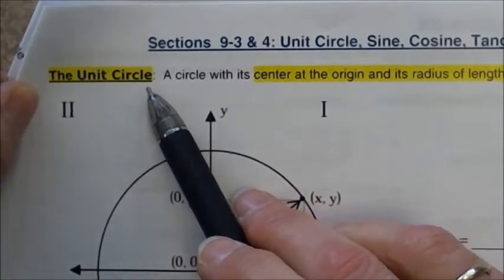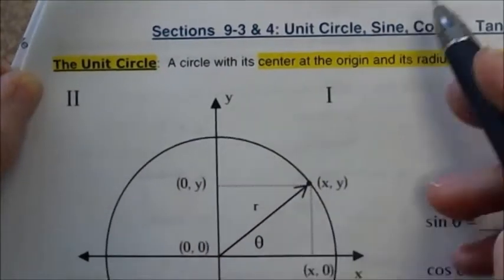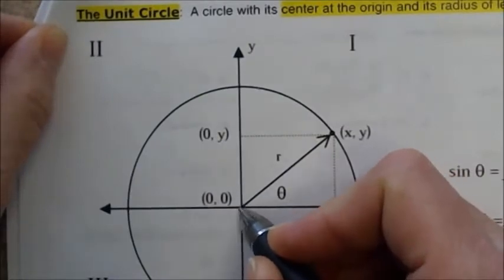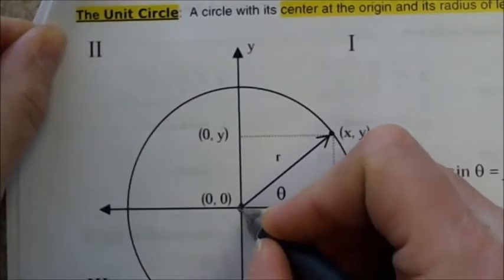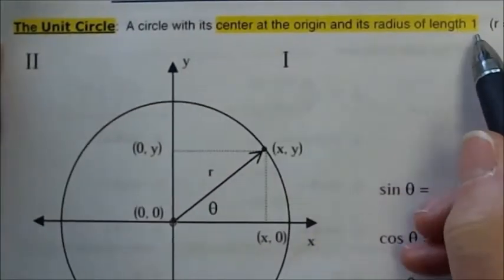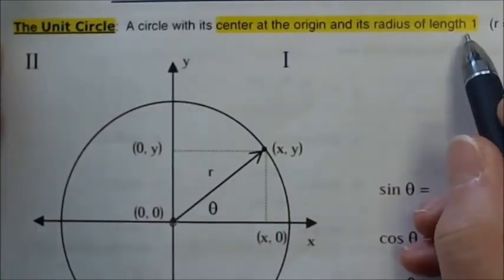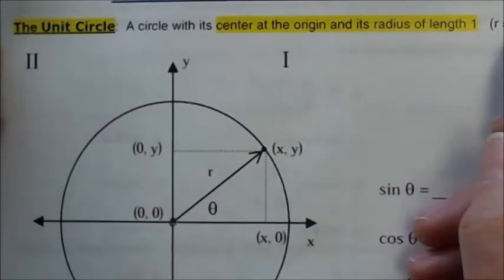The unit circle is a circle with the center at the origin. So I have a picture right here. Here's the y and the x-axis, and the center is at the origin, and the radius is of length 1. So it's a really tiny circle because the radius is 1.